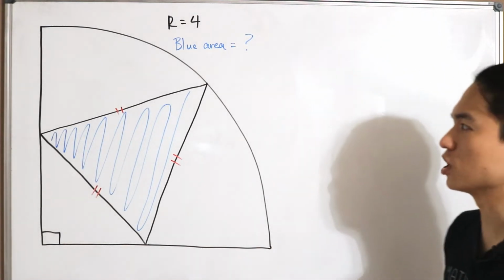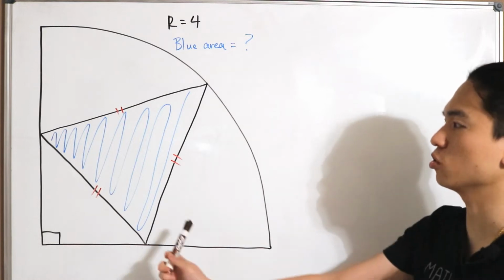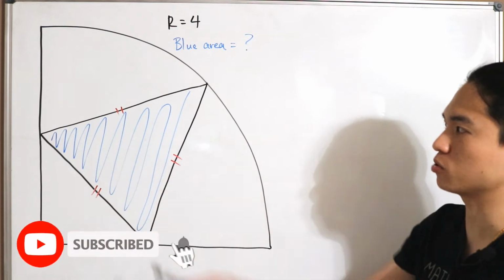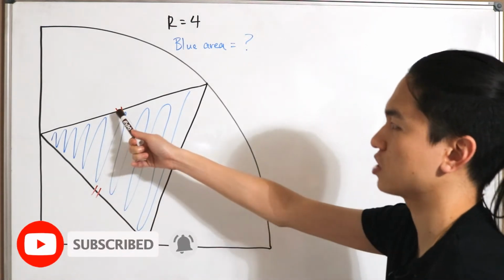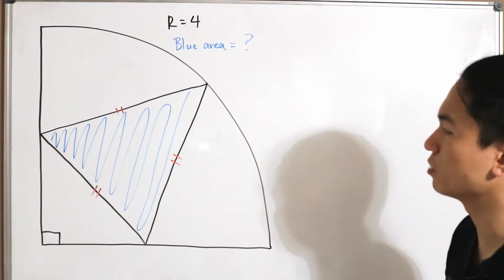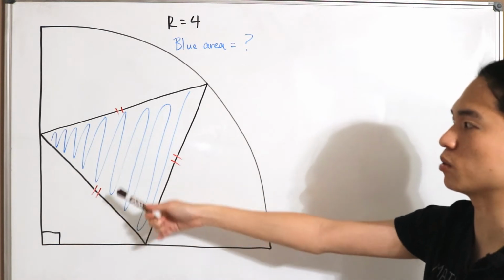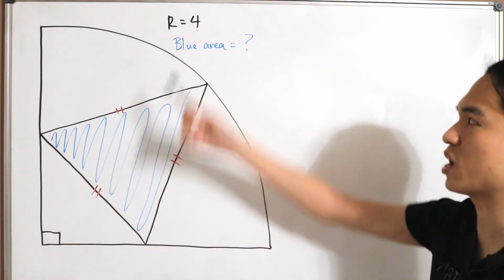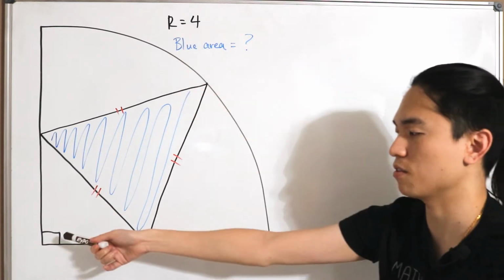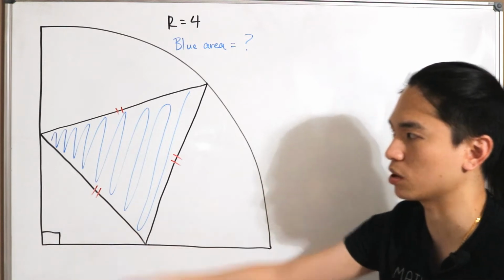Here we have a little geometry problem. We have a quarter circle, and inscribed inside this quarter circle is an equilateral triangle, with these side lengths marked with double hashes, so the sides are congruent. We want to find the blue area, in other words the area of this inscribed equilateral triangle, if the radius is equal to 4. And we also have a right angle over here where the quarter circle is.